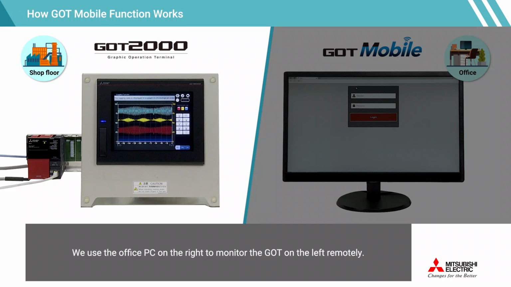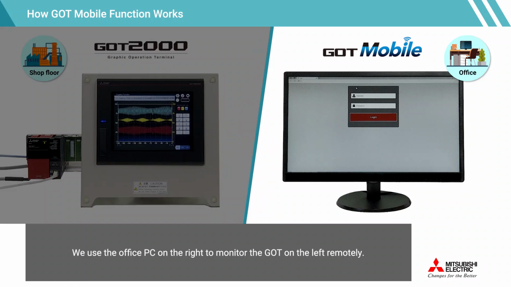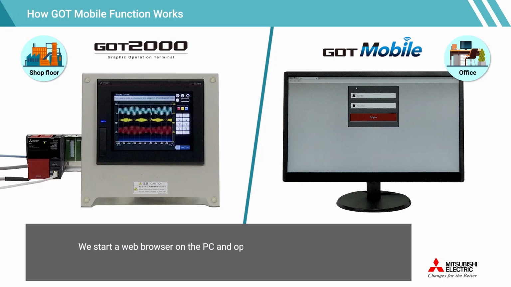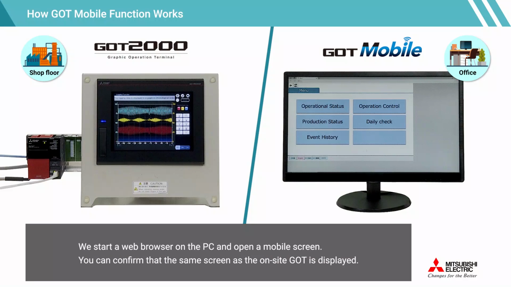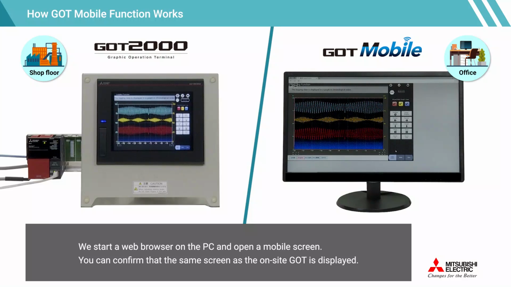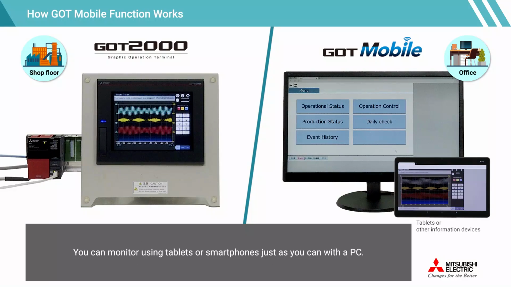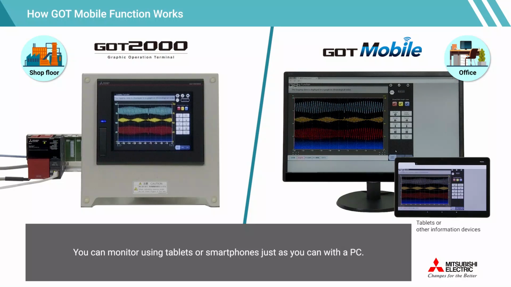We use the office PC on the right to monitor the GOT on the left remotely. We start a web browser on the PC and open a mobile screen. You can confirm that the same screen as the on-site GOT is displayed. You can monitor using tablets or smartphones just as you can with a PC.